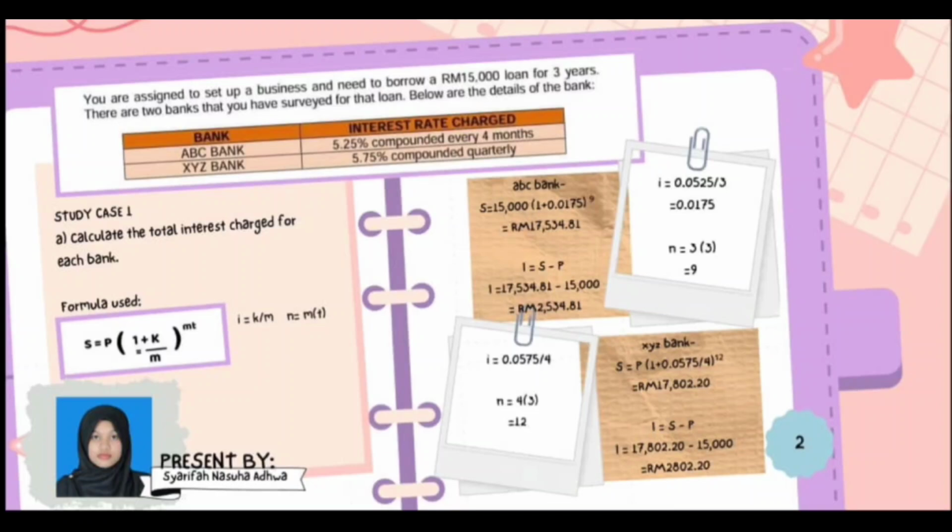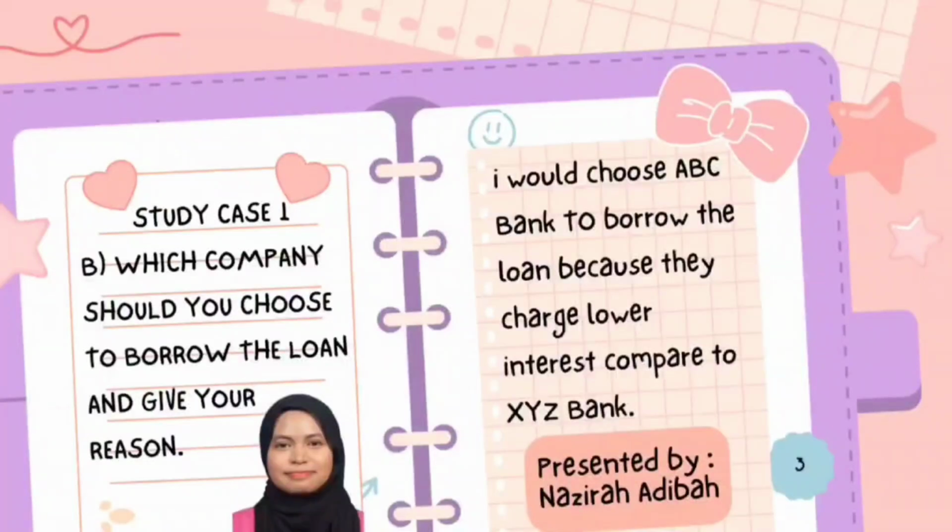The formula for the interest is I equals S minus P. I equals 17,802 ringgit and 20 cent minus 15,000 ringgit. The answer would be 2,802 ringgit and 20 cent. Hi, my name is Nazira Adiba and I'll continue presenting about study case 1 question B and C.